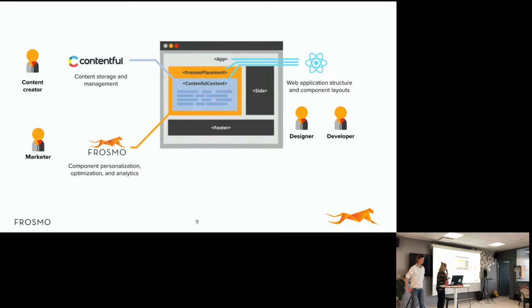A simple illustration. So you have your React application, then you have your Contentful content in there. Where Frosmo sits is that each of your React components you can wrap with a Frosmo placement component, and that then receives the rules whether it should be shown or not, and which content we should query from Contentful.